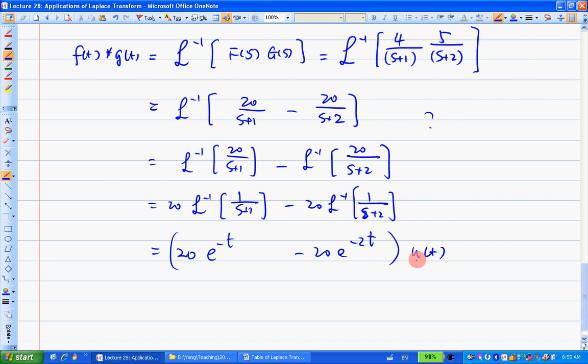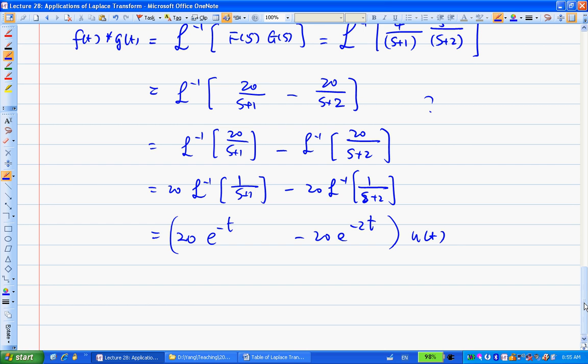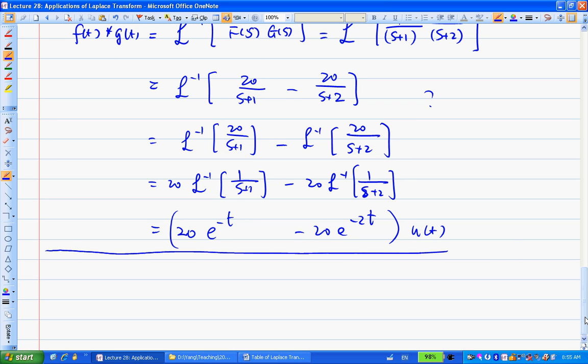If you don't have a u of t here, I usually won't be too picky if I don't include it in the final exam, but you should understand that there is a u of t here. Looking at this approach, I think it is much easier than the graphic approach. But in the final exam, you have to watch whether I'm asking you to use the Laplace transform or the graphic approach.